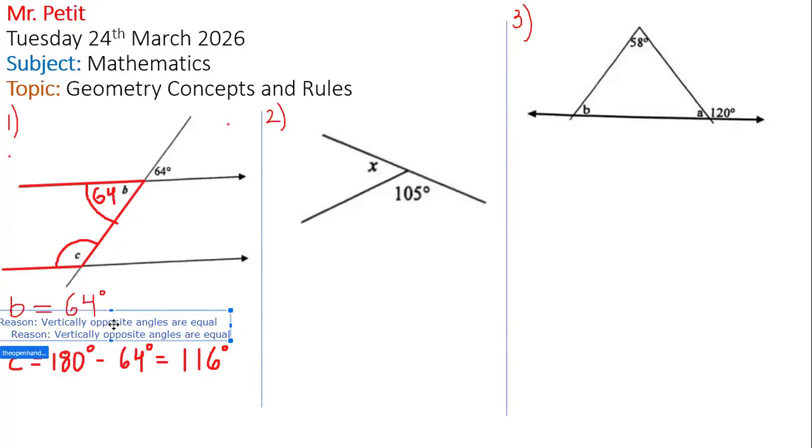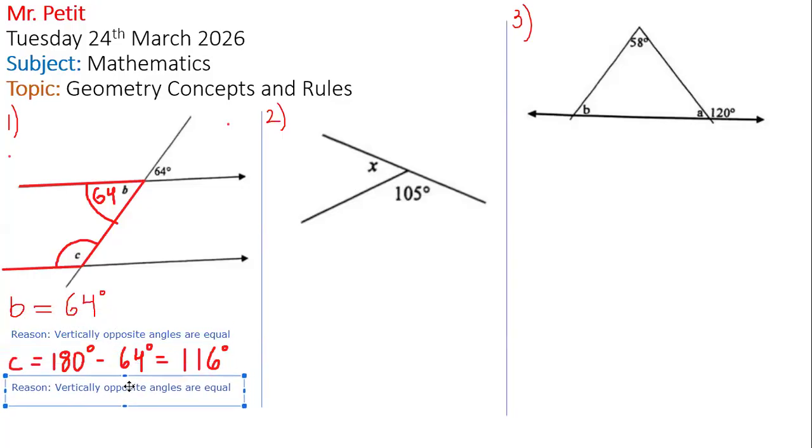Can I copy this? I could copy it, guys. Pretty cool. So co-interior angles are equal. Sorry, co-interior angles are not equal. The co-interior angles add up to what? 180 degrees. All right.